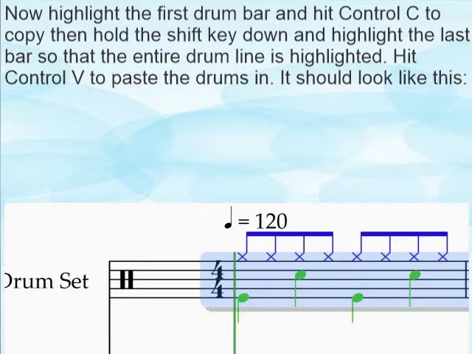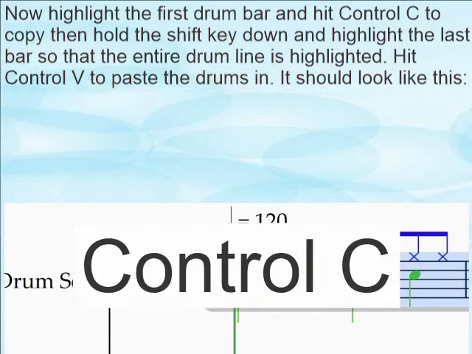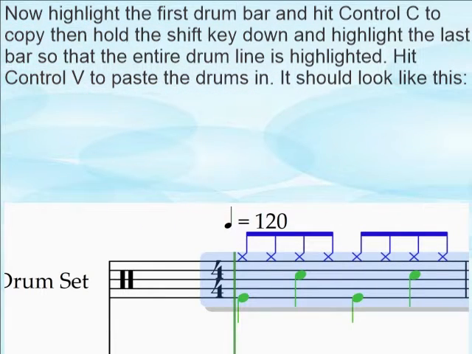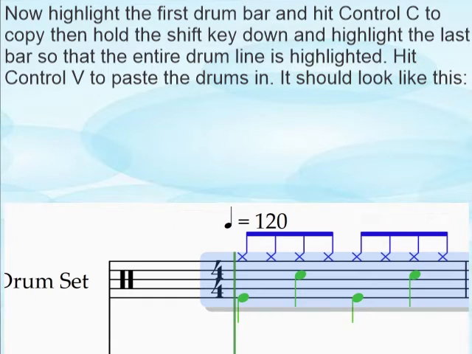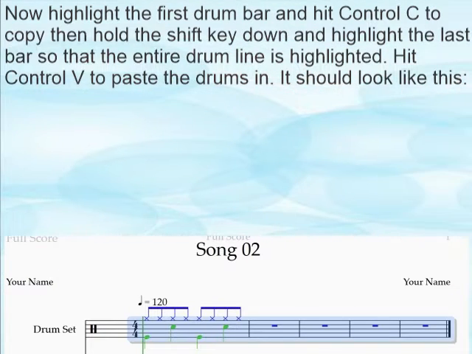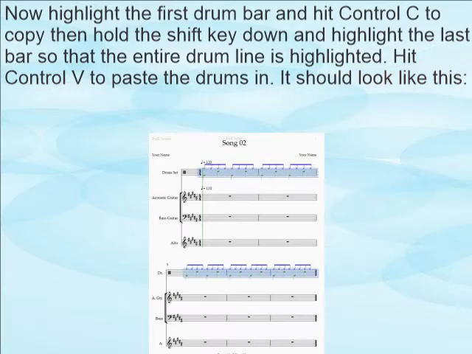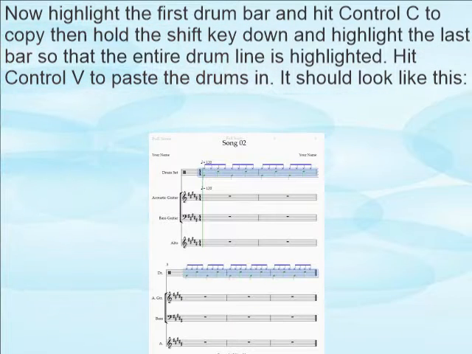Now highlight the first drum bar and hit Ctrl C to copy, then hold the Shift key down and highlight the last bar so that the entire drum line is highlighted. Hit Ctrl V to paste the drums in. It should look like this.